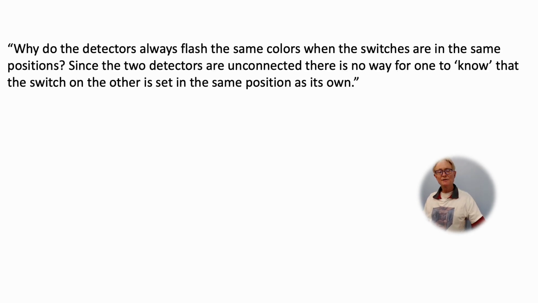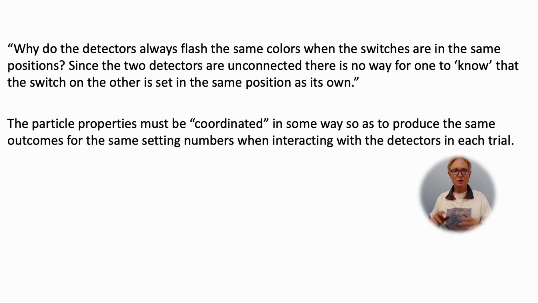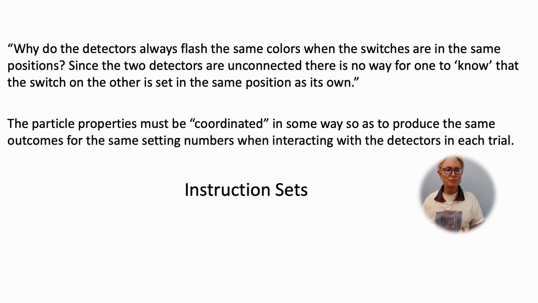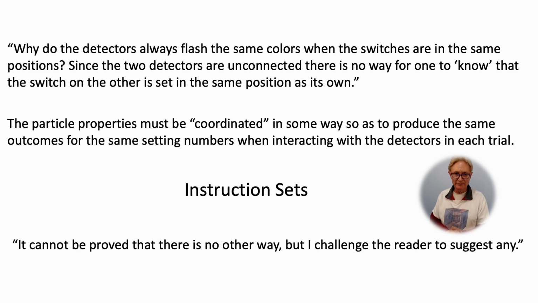Let's start with fact 1 about case A. Mermin writes, why do the detectors always flash the same colors when the switches are in the same positions? Since the two detectors are unconnected, there is no way for one to know that the switch on the other is set in the same position as its own. The particle properties must be coordinated in some way so as to produce the same outcomes for the same setting numbers when interacting with the detectors in each trial. He calls the hidden deterministic particle properties instruction sets and writes, it cannot be proved that there is no other way, but I challenge the reader to suggest any.